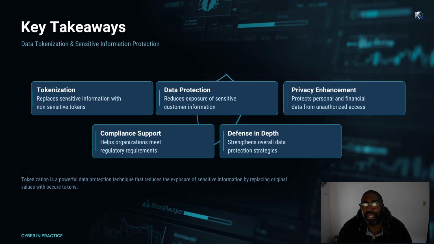Let's close with the key takeaways. Tokenization protects sensitive information by replacing original values with non-sensitive tokens. It reduces exposure of customer and financial data, supports privacy and compliance requirements, and helps limit the impact of potential data breach. The token vault is central to the process because it securely maintains the connection between tokens and original values.